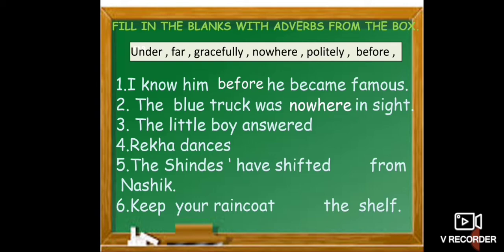The little boy answered dash. So it is talking about some manner. So ask the question, how? The little boy answered how? Politely. Next one, Rekha dances dash. It is talking about the manner of a dance. So you have to ask the question, how? Rekha dances how? Gracefully.